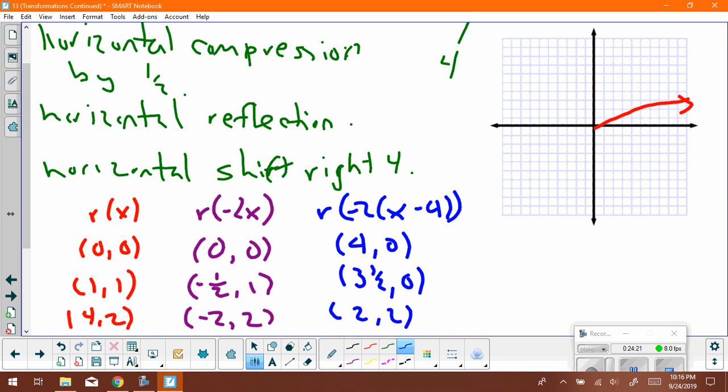So on my final graph, I got a point at 4 and 0. I got, sorry, that's a 1. I got 3/2, which is right beside there, and 1, and then 2 and 2. So my graph looks something like this, and there is my transformed graph.